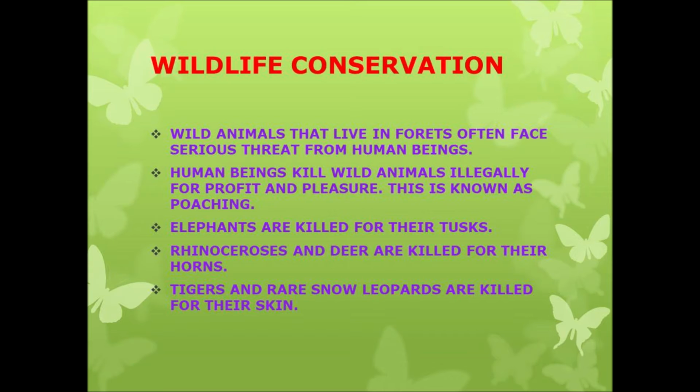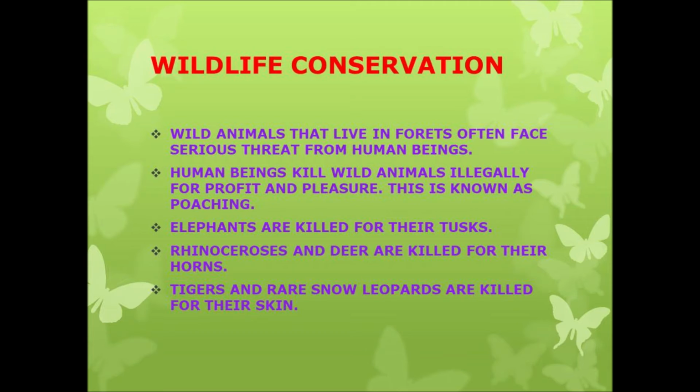What is the meaning of conservation? Careful preservation and protection of something. So it is called, what is the meaning? Careful preservation and protection of something is called conservation.